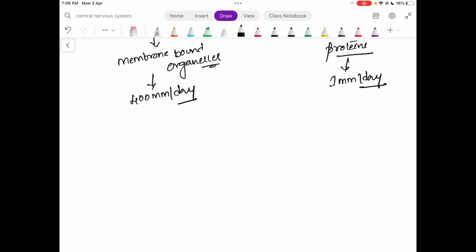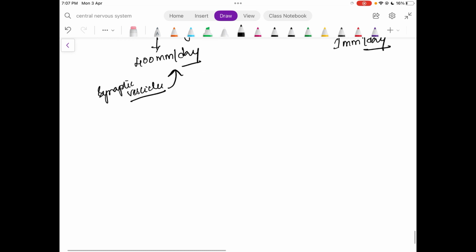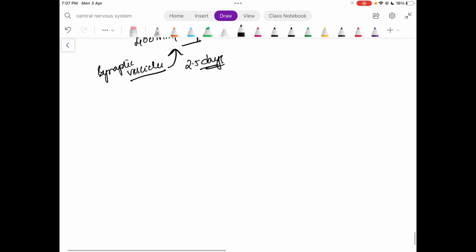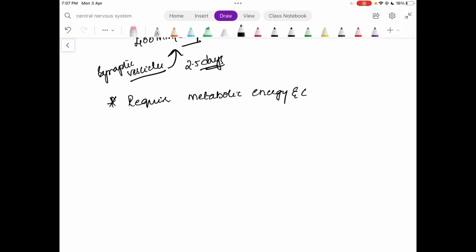So, synaptic vesicles are transported through this fast axonal transport to the neuromuscular junction. It takes around 2.5 days for the transport of synaptic vesicles to the neuromuscular junction. For this axonal transport, they require metabolic energy and calcium. Both are required.